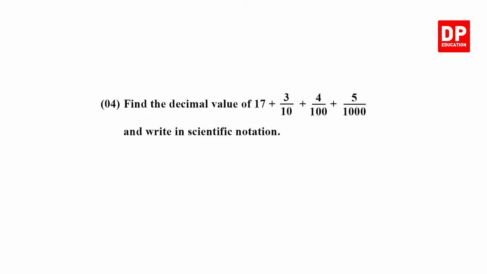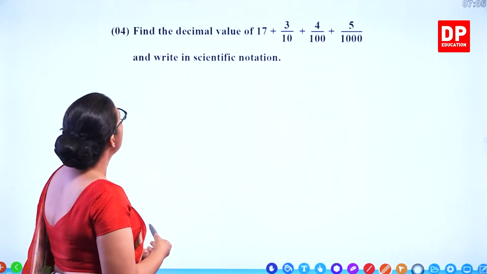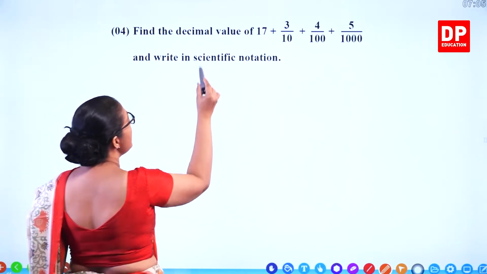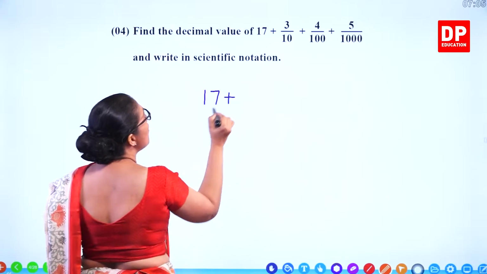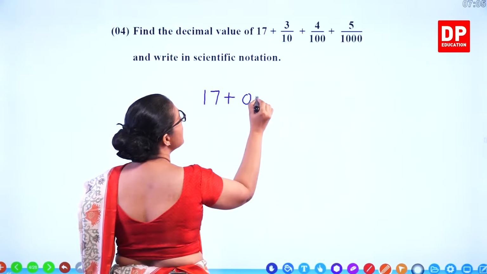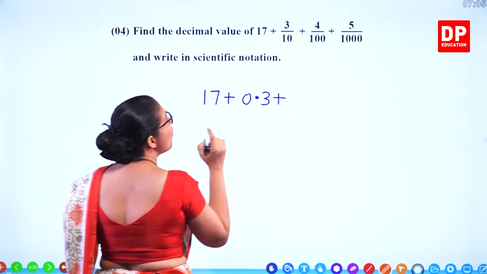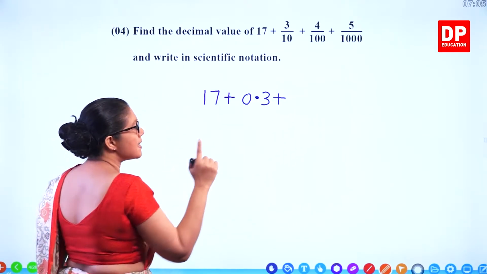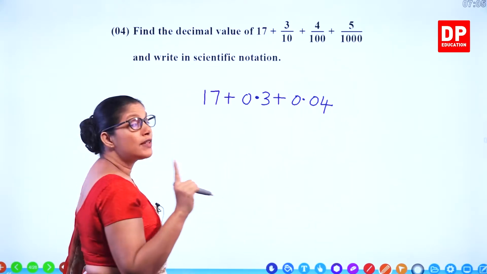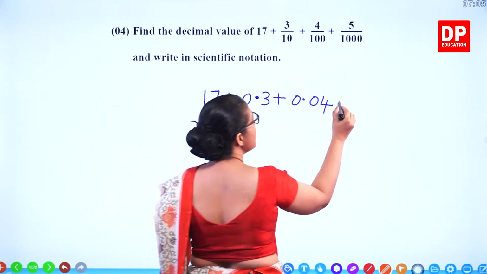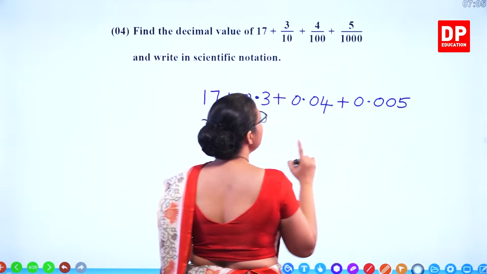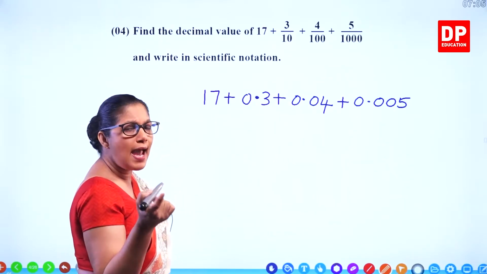Question number 4. Find the decimal value of this and write in scientific notation. So we'll first find each value. What's 3 over 10? 10th place, 0.3. 4 over 100, 100th place, 0.04. 5 over 1000, 1000th place, 0.005. Now we need to just add it.